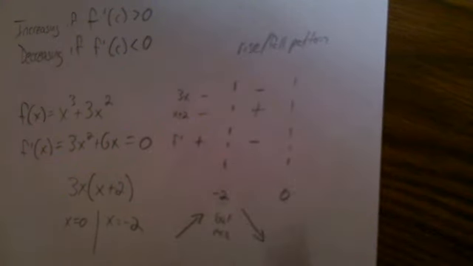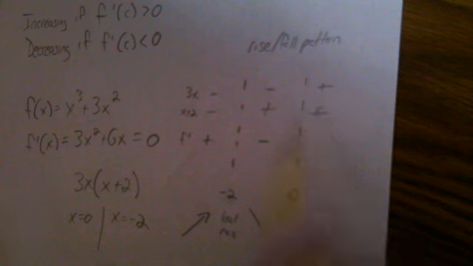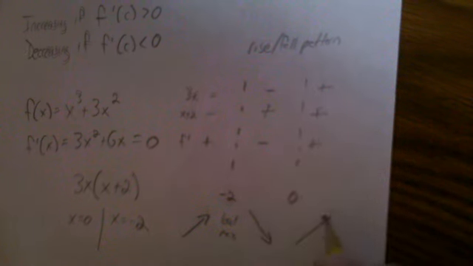Okay, now we'll plug in a number to the right of 0. Let's plug in 1. Again, we're plugging into the factors of the derivative. 3 times 1 is a positive number. 1 plus 2 is a positive number. And a positive times a positive is a positive, which makes the function increasing on this interval. And now I can identify 0 as a local min.